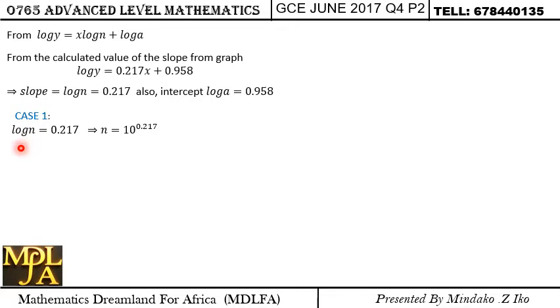So in mathematics in general, if the logarithm is given without a base, it means that logarithm is in base 10. This is the logarithmic form, and this is the index form. For me to convert from the logarithmic form to the index form, I have to send that base to the other side, such that the base will be raised to this power. That is why I have n being equal to 10 raised to the power 0.217.